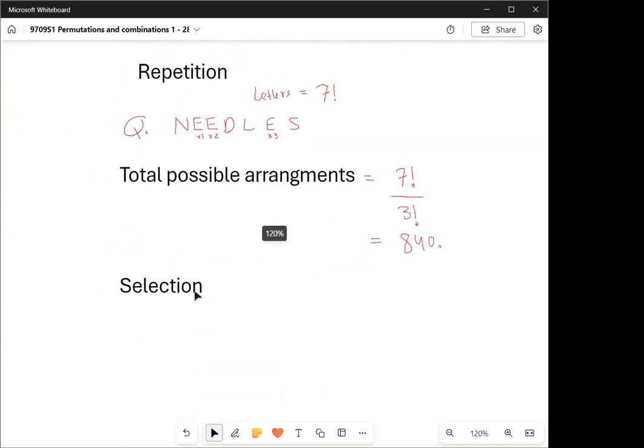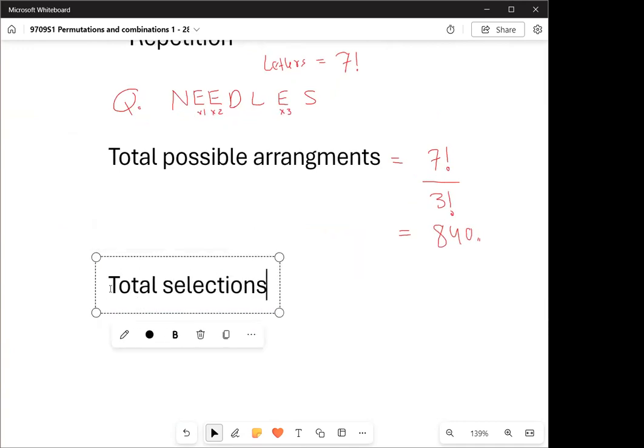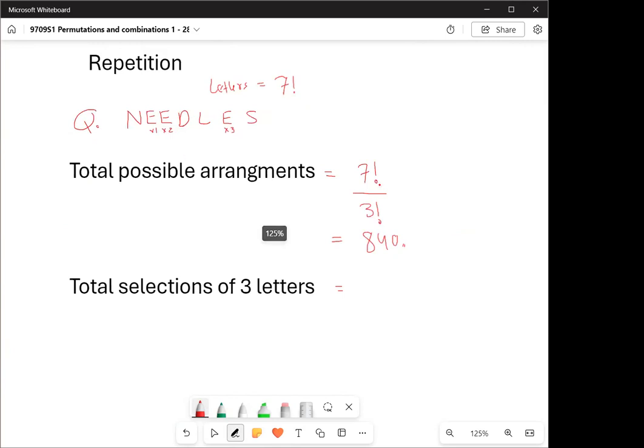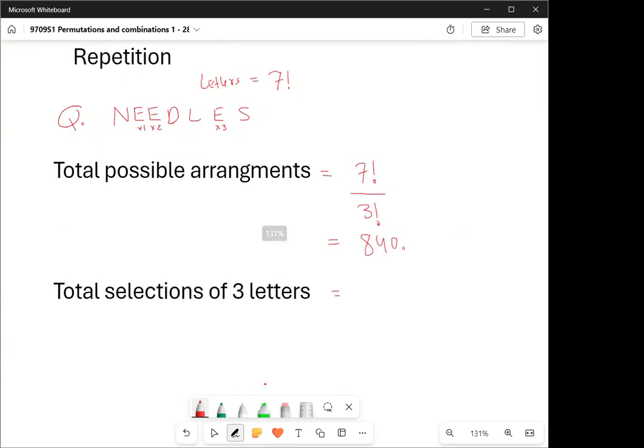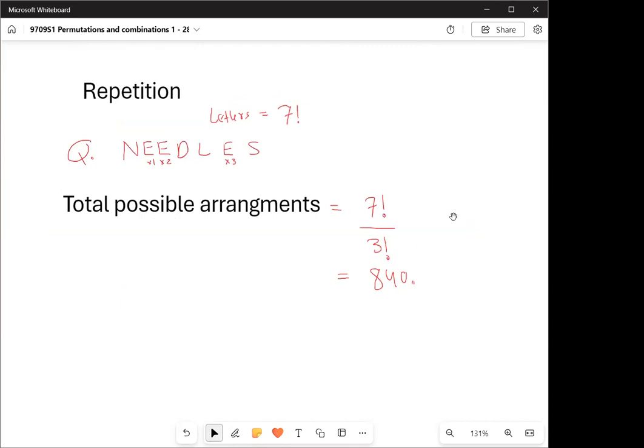Now here, if I say the total selections of 3 letters, how would I solve that? I have to choose 3 letters from these. So 7C3. Actually, I don't think we should do this right now. We'll go back to it later. But for this one, this is clear, right? This one, you can't solve without cases.